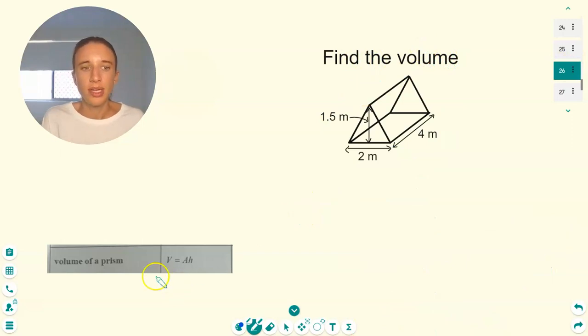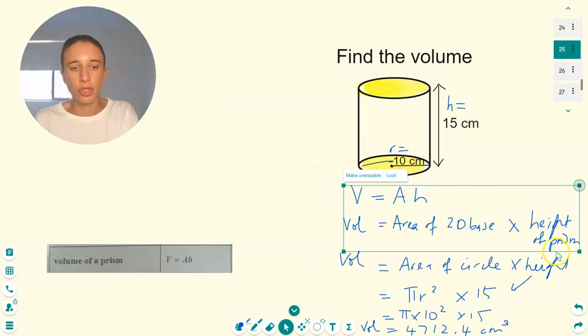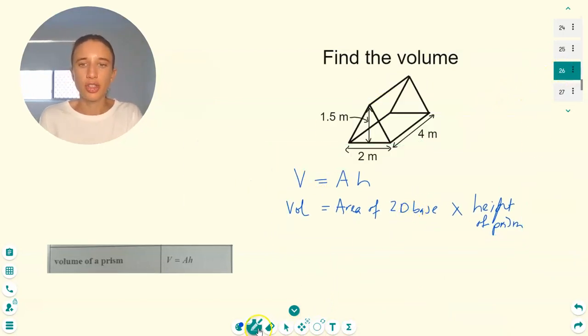Find the volume. So we see this, and we see volume is area of the 2D base times the height. So I'm going to drag this over so I don't write it every time and bore you. Volume, area of 2D base times the height. Now it is important to locate the correct base because so many students say, oh, this is the base. So the base should be 4 times 2. And then the height, that definitely looks like a height, 1.5. Wrong. Don't do that.